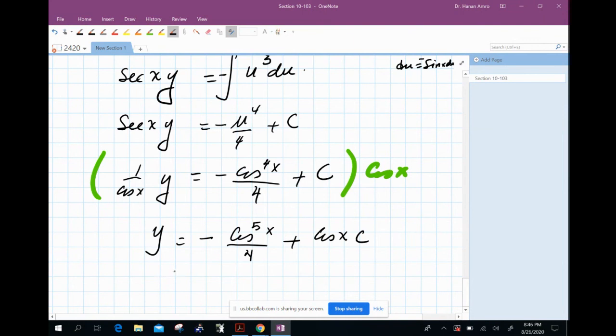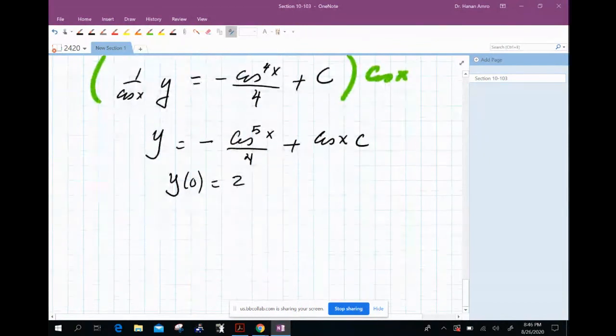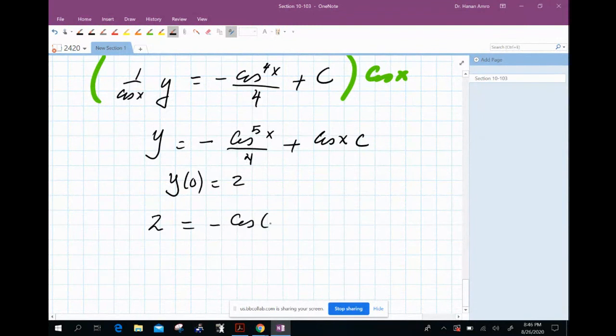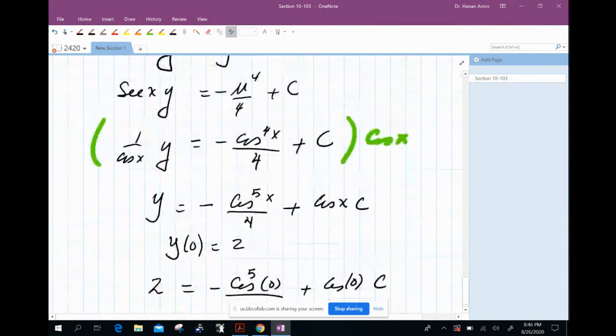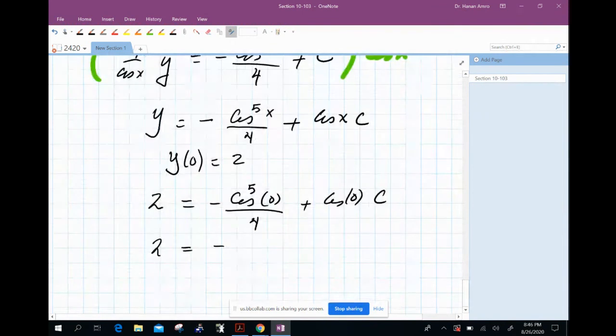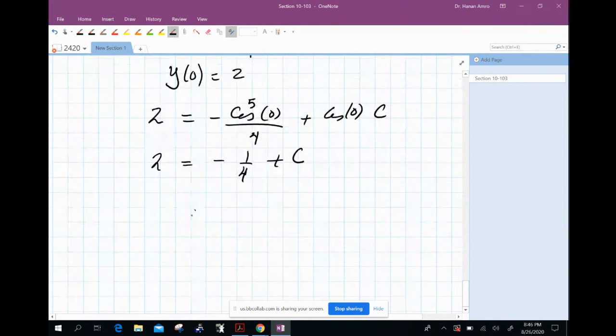Let's use our initial condition, the one that says y of 0 is equal to 2. Now, what do we mean by y of 0? It means y at x equal to 0. Plus cosine of 0 times c. Now, cosine of 0 is 1. So 2 is equal to negative 1/4 plus c. Therefore, c will be equal 2 plus 1/4, which is equal 9 over 4.